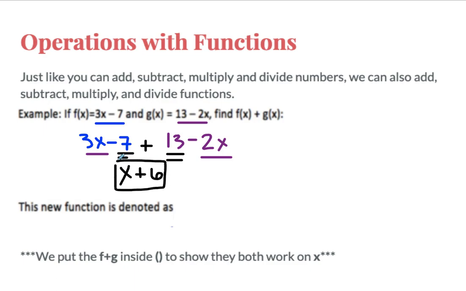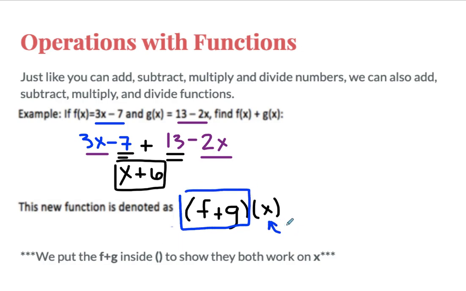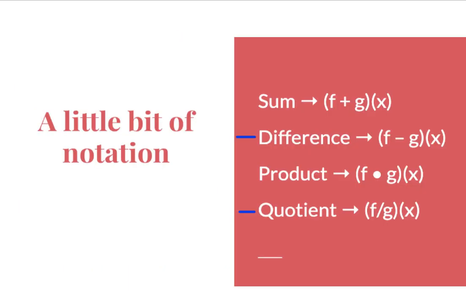But since I'm combining whole functions, the way that we write the new function or its name is going to be f plus g of x. So what this is telling me is that these are the functions that I'm combining. I'm combining f and g. And then this little guy, the of x on the outside, is telling me that they're a function of x. X is my variable. So let's look at a little bit more notation.